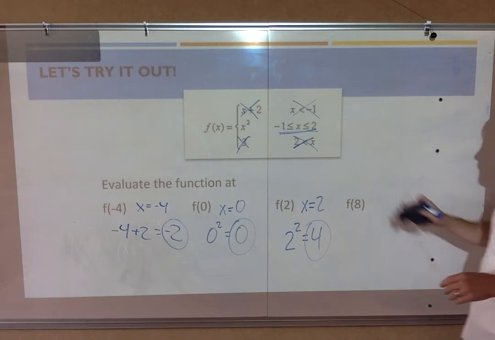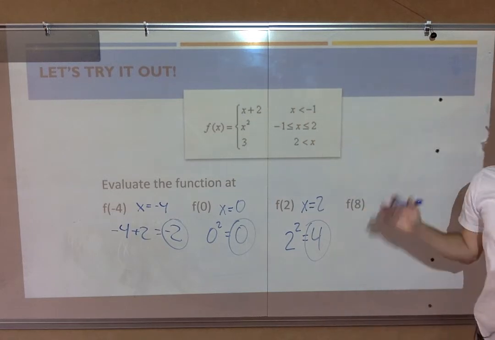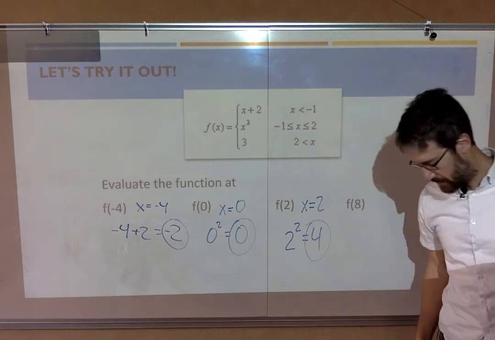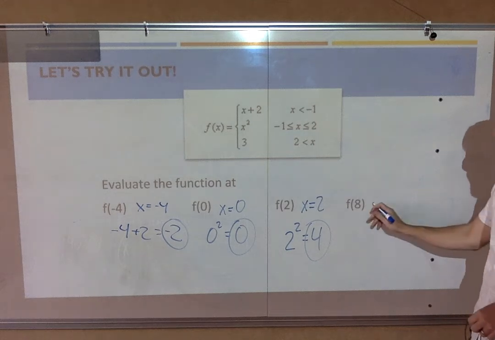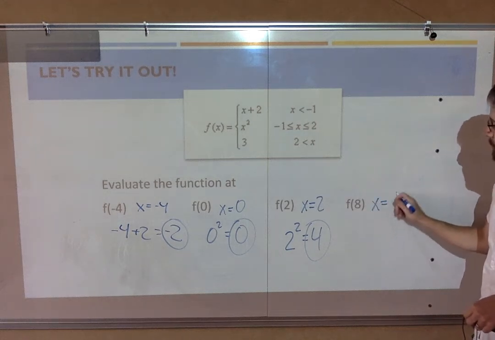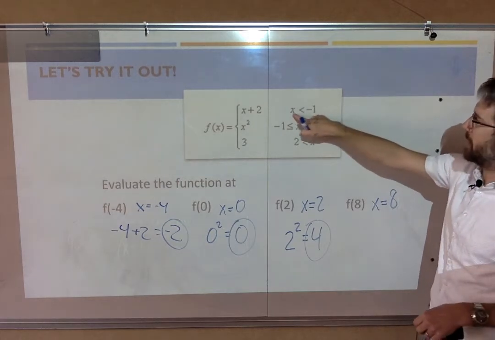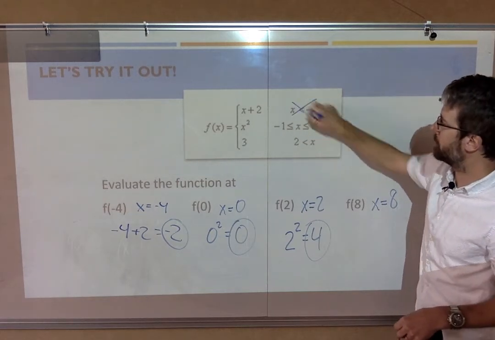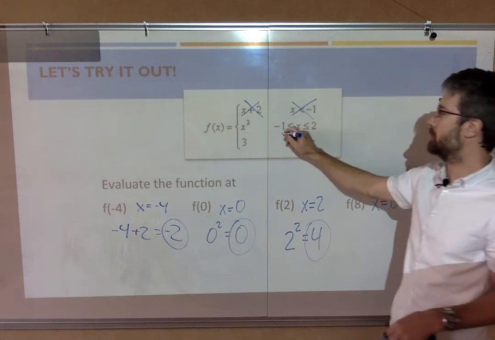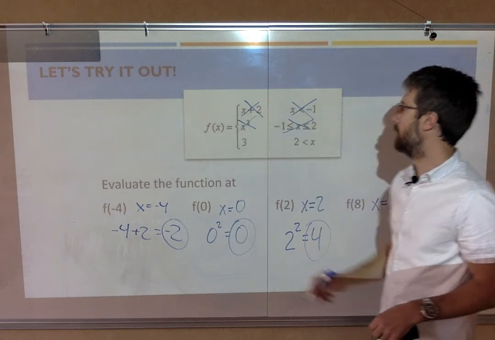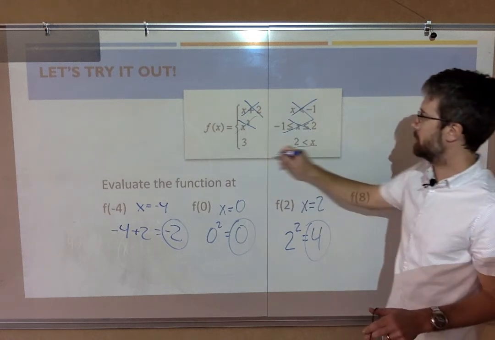All right, and our last one, 8. Now this one is almost too simple, and that's where we make a mistake, is we think that it's more complicated than it is, and let's see why. All right, so x is equal to 8. Let's see, 8 is not less than -1, so it can't be that one. 8 is not between -1 and 2, so it can't be that one. 8 is greater than 2, so it's this one.